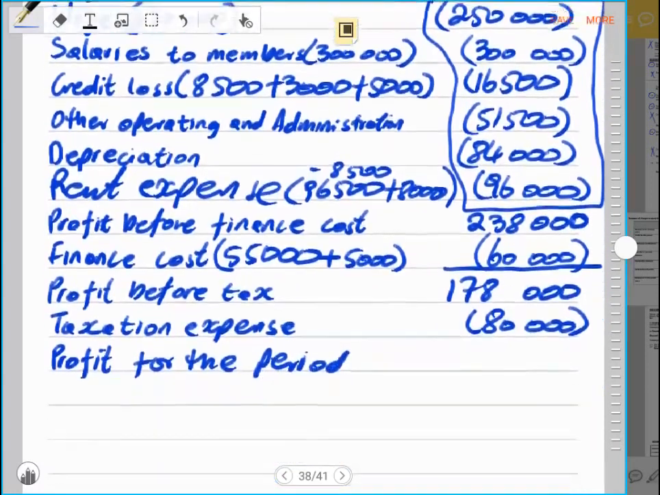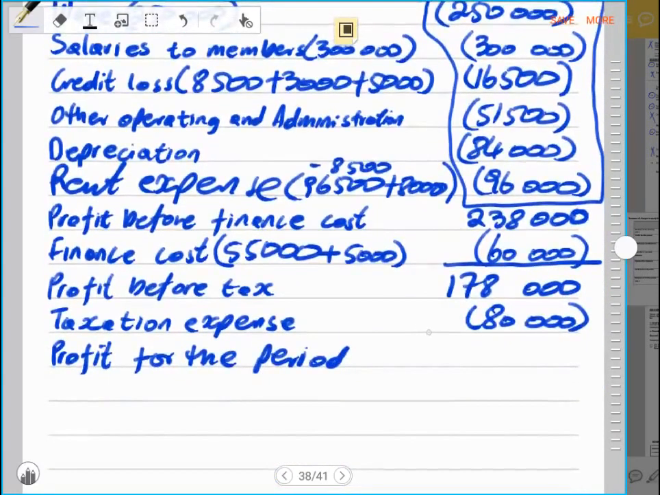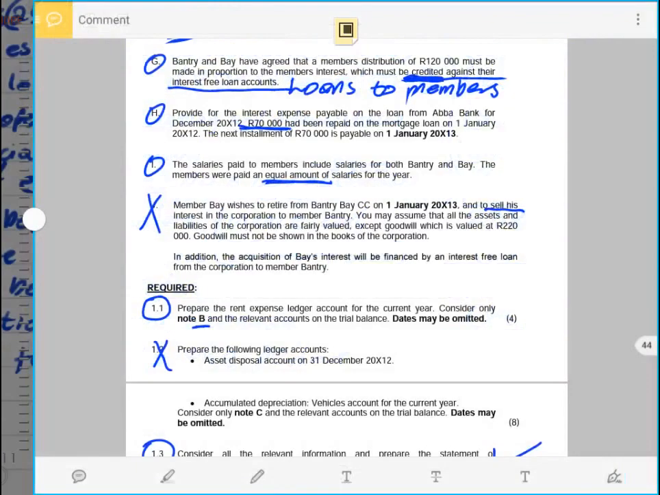And after we have accounted for that profit before tax, then we subtract our tax of 80,000 rands, and that will give us an amount of 98,000 rands as the net profit, or profit for the period. And we know that this profit will have to go straight to the statement of changes in equity.